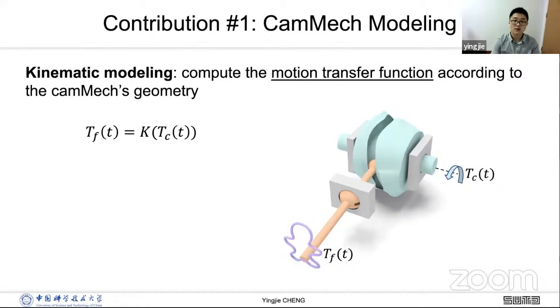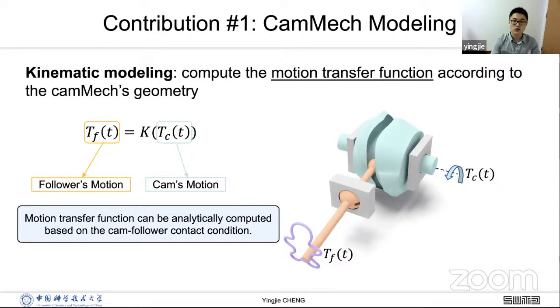We also model the kinematics of the CamMech by computing the motion transfer function according to the CamMech geometry. The motion transfer function maps the input motion from the 3D cam, tau C, to the output motion of the follower, tau F. This motion transfer function can be analytically computed based on the cam follower's constraint conditions. This video shows the resulting motion of the kinematics modeling.